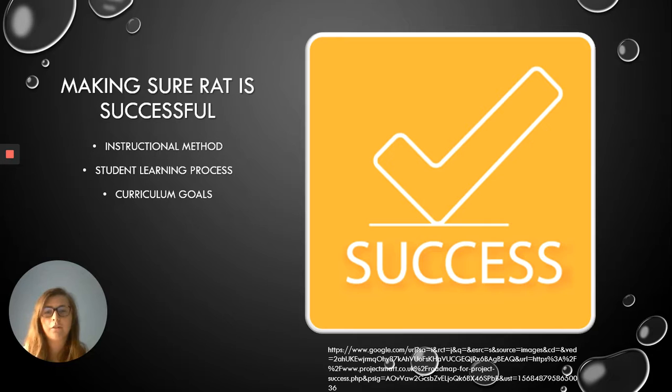So how do you make sure that the RAT framework is successful in your classroom? Well, in order to do that, you look at three criteria. And the first one is instructional method. And this is just looking at the educator's role with the technology in the classroom, how the educator interacts with the students and the technology. But it's also how teachers assess students as well as the teacher's professional development and preparation with the technology.